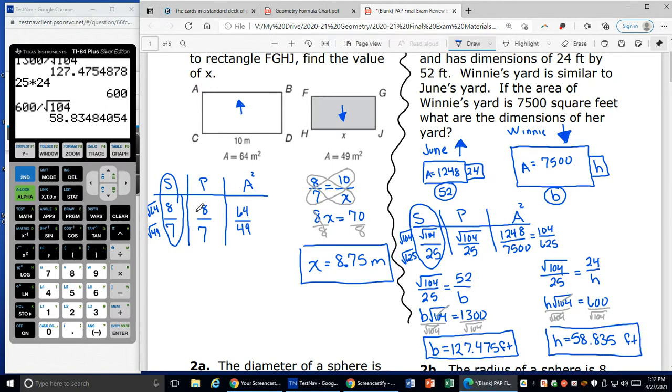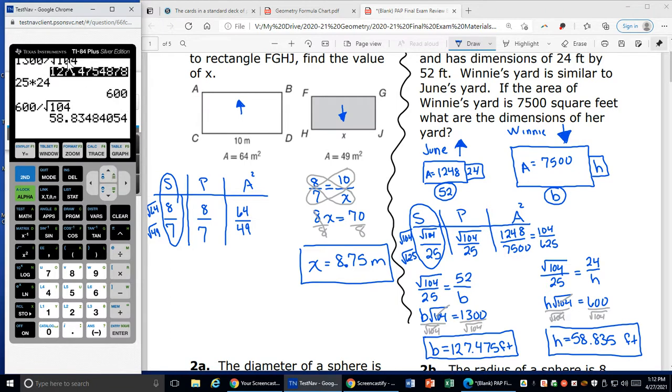Now look what happens if I take this 127, I'm going to go grab it out of the calculator, and if I multiply that, that's my base. If I multiply that to the height, my 58.83, so on and so on, when I multiply that base times that height, I get pretty darn close to my 7,500. The reason it's a little different is because even the calculator eventually kind of rounds a little bit, right? So there's going to be a little bit of rounding error, but if you round this, it's going to give you your 7,500 for the area of Winnie's yard.